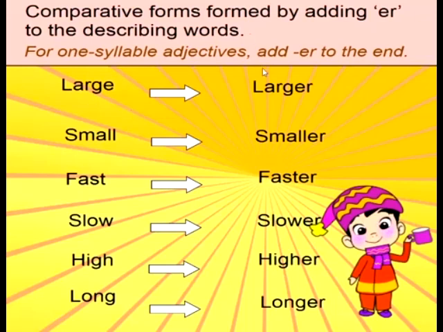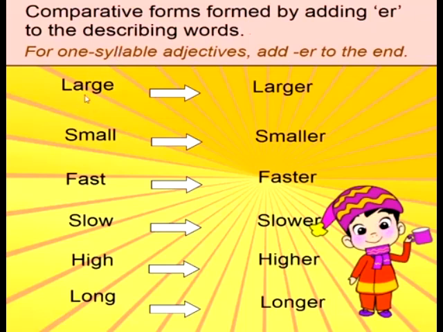Let's look at the comparative form of the words. Large, we know the comparative form is larger. Small, smaller. Fast, faster. Slow, slower. High, higher. And long, longer. So how do we know that we have to add er? Because these are all one syllable adjectives. So the rule for one syllable adjectives is you add er to the end.